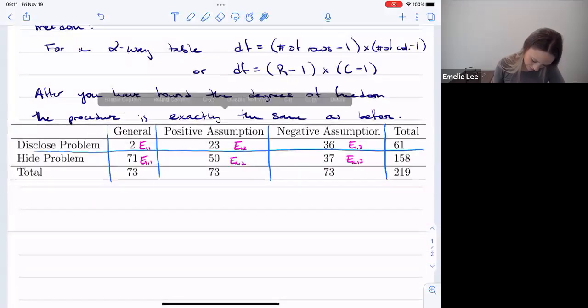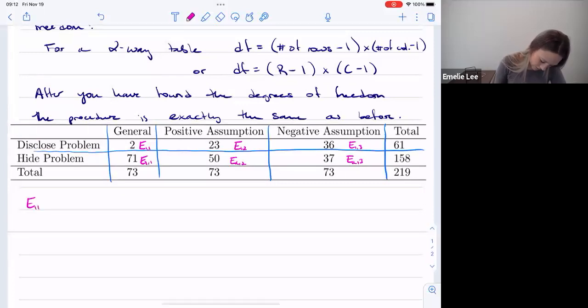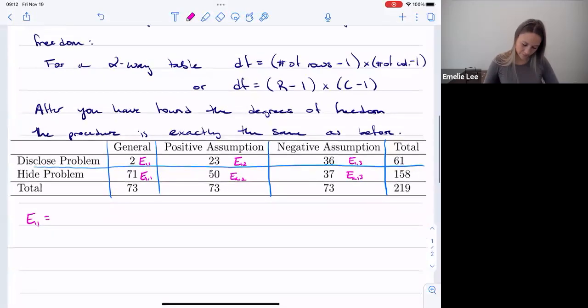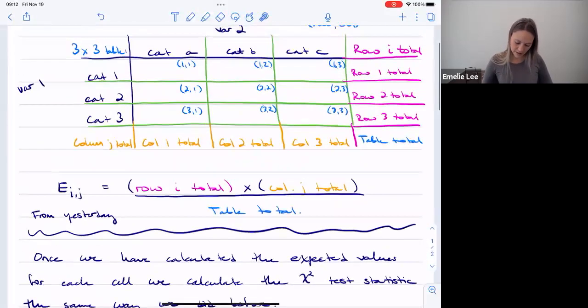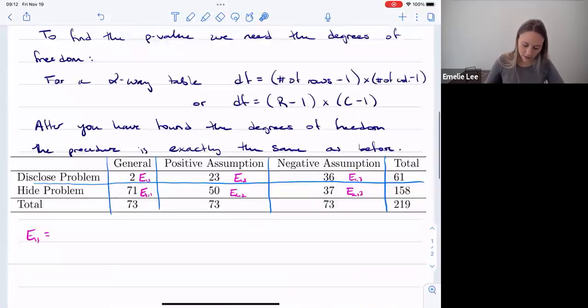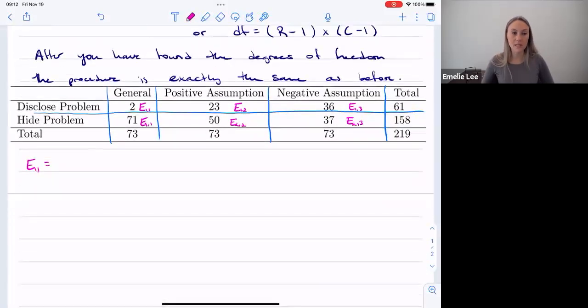Okay, to find E11, if we go back to our calculation, now, I is 1 and J is 1. So we take the row 1 total times the column 1 total divided by the table total. I actually don't really tend to use this so much because I just look at the totals that correspond to each cell, right? And then I multiply those and divide it by the table total, right? And you can play around with it to convince yourself that that makes sense.